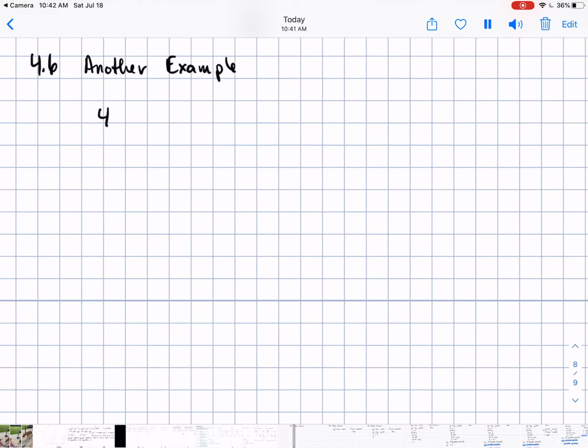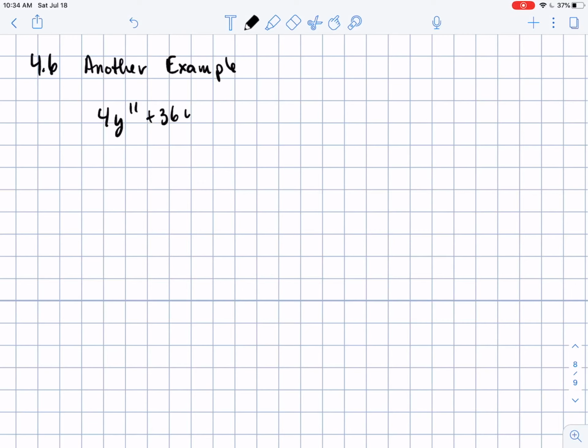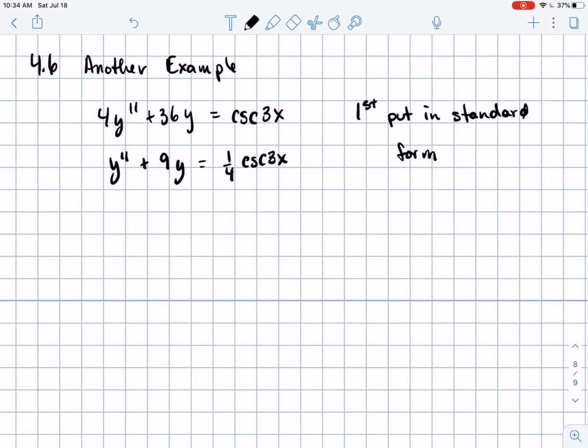Okay, so for 6, I wanted to do another example that you may see, if you do have a coefficient in front. So when you're using this variation of parameters, first put it in standard form. So I'm going to get y double prime plus 9y equals 1/4 cosecant 3x. Okay, so when we do these problems, the first step is to find y1 and y2.